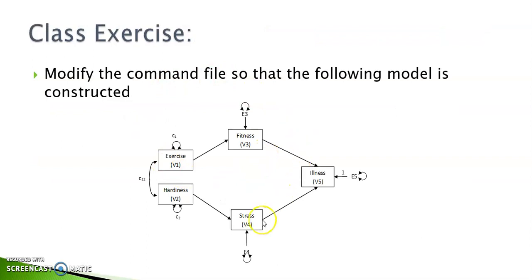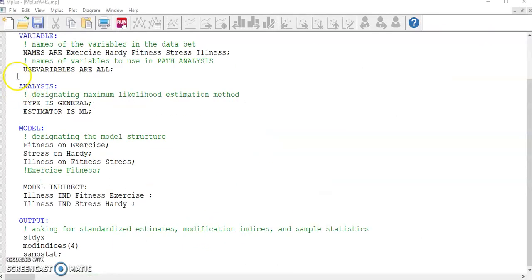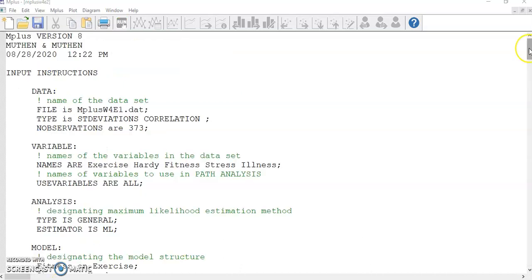I analyzed this model in Mplus. Remember, in the command file, in the output block, there's a line that says MOD INDICES. In the parentheses, I put in a number 4. This is a request to print the modification indices in the output file for any changes that will decrease the model chi-square by 4 or more.